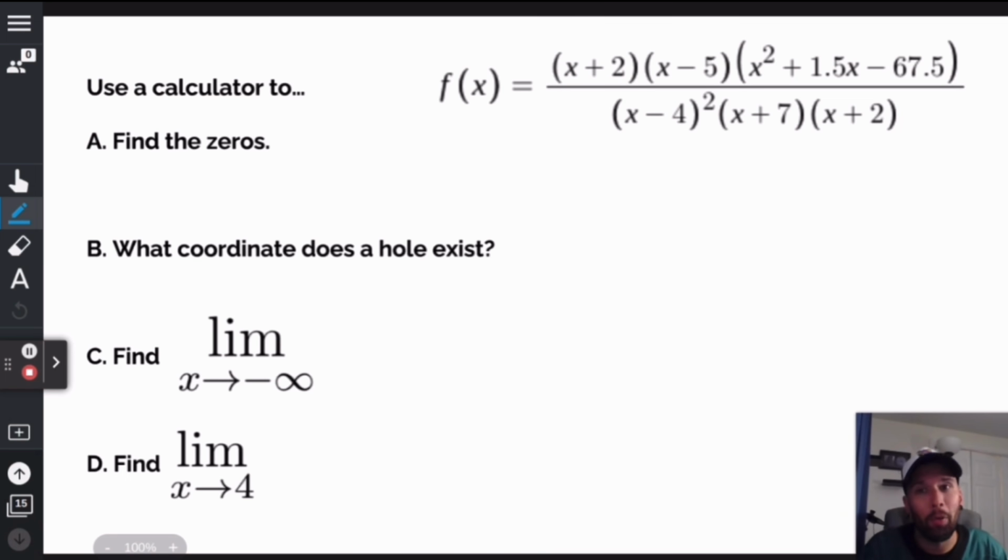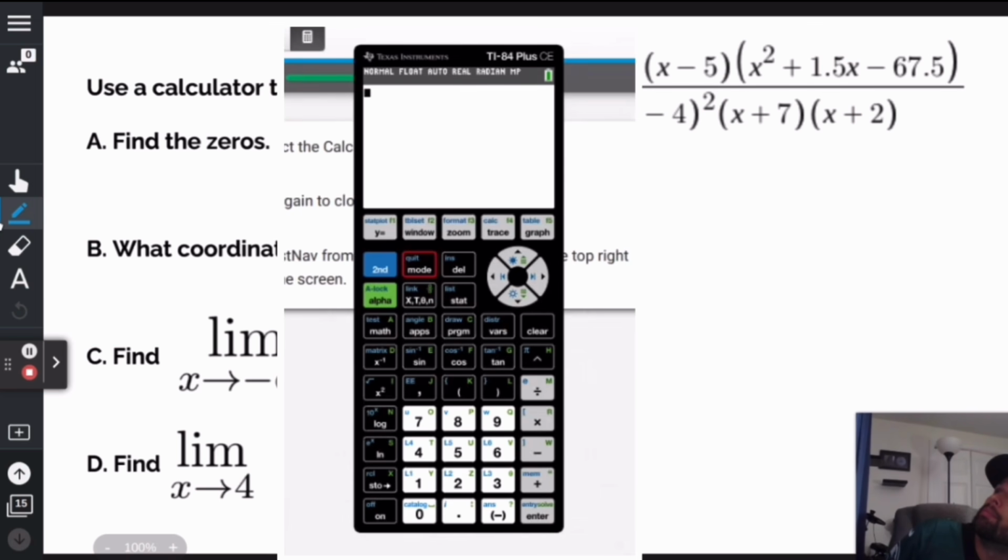Now we're at the last one. Now, this is a calculator problem. Okay, look at it. Use the calculator to do this whole mess. So I'm going to use the calculator to do this whole thing. Find the zeros. All right, we have a crazy fraction we have to graph, so let's hit y equals and graph it. What I'm going to do is make sure that my entire numerator is in parentheses.